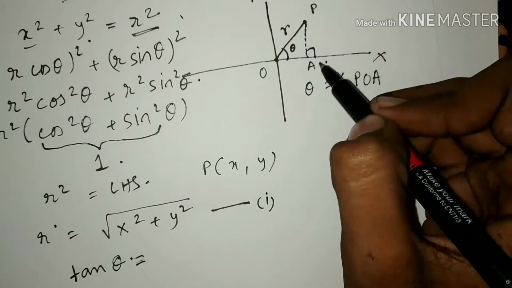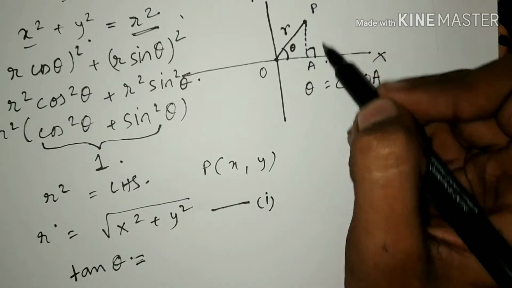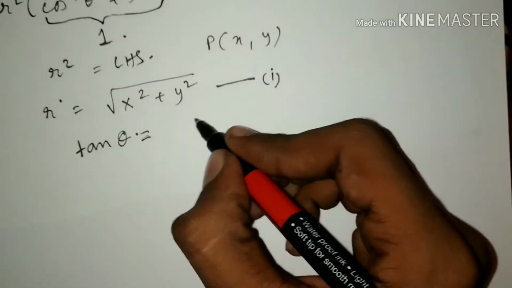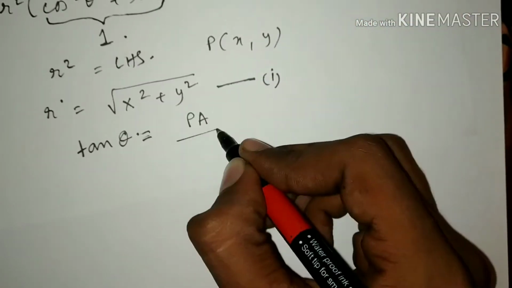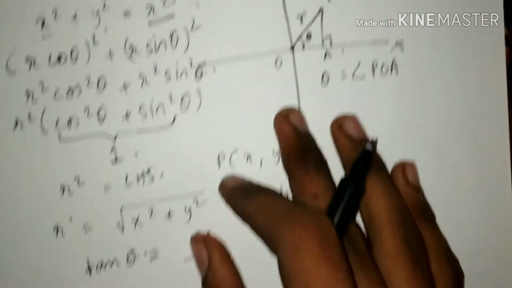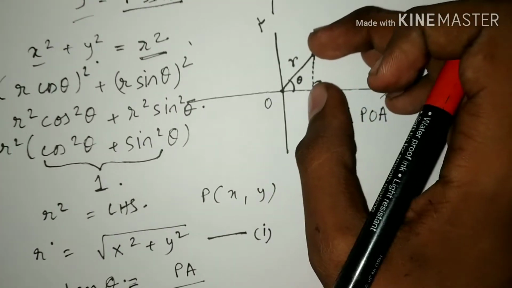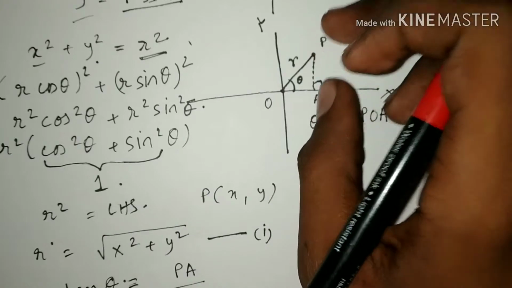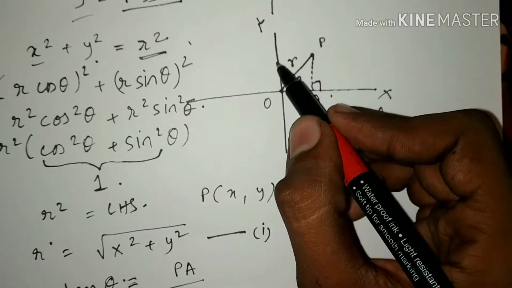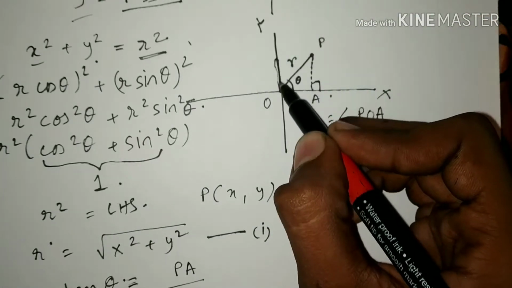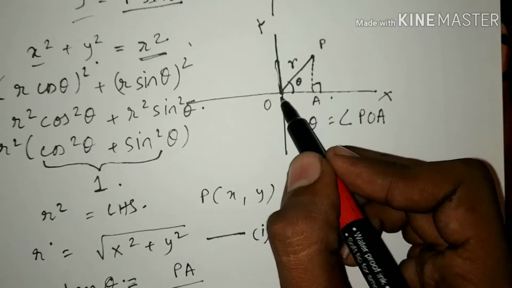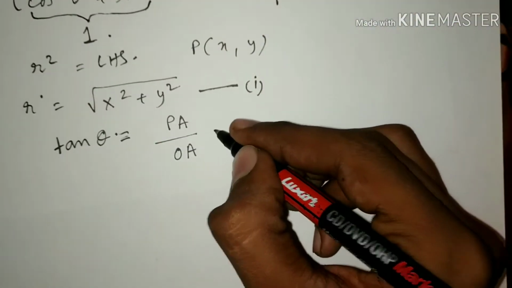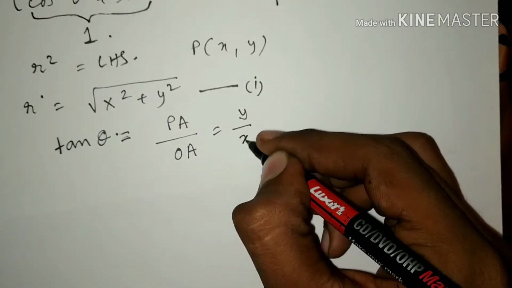So it's the perpendicular divided by the base. So perpendicular is PA divided by OA. Now PA is the y coordinate of the point, because it corresponds to a length on the y-axis, and OA is the x component of the point. So it's actually y by x.